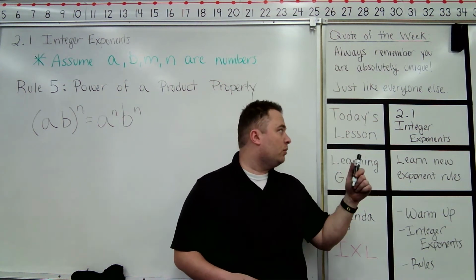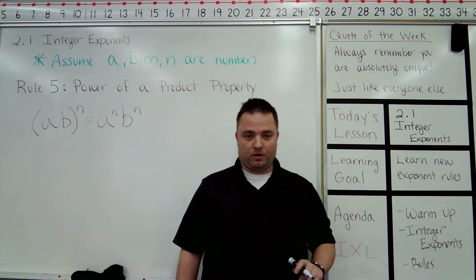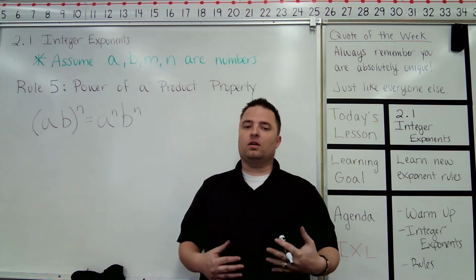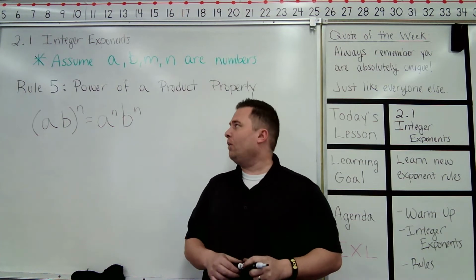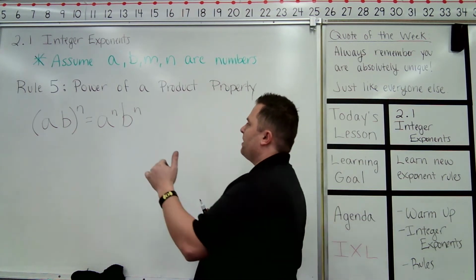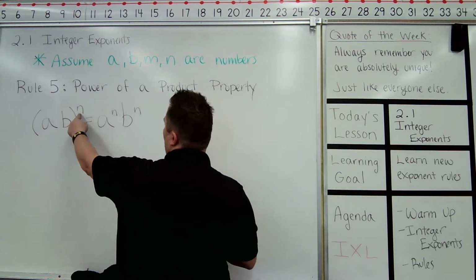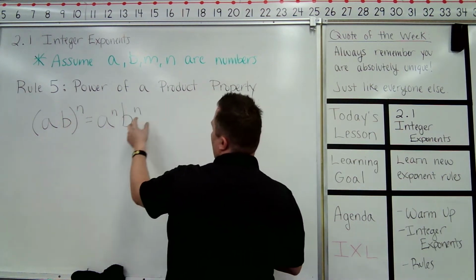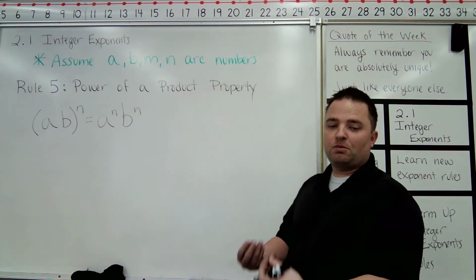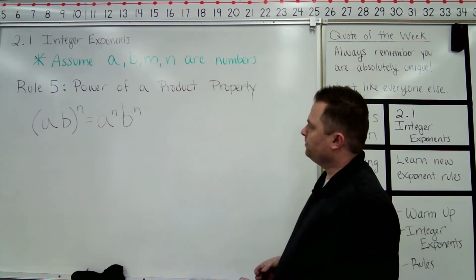We are on 2.1, integer exponents. This time we're talking about rule number 5, the power of a product property. Well, let's break down what it actually is saying. The power, meaning the power, of a product, meaning two things that are being multiplied together. I don't expect you to remember the names, but sometimes it helps.